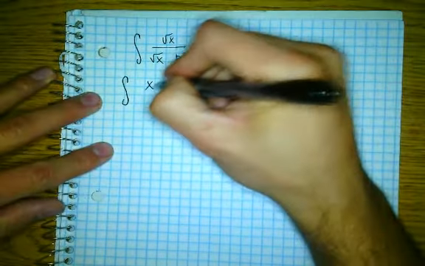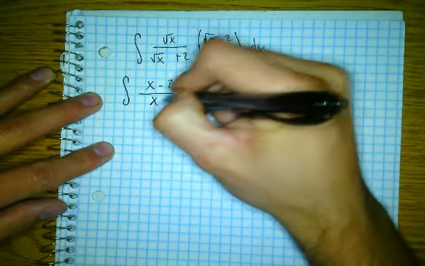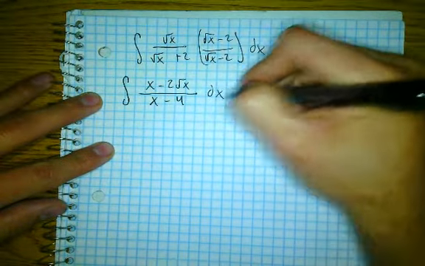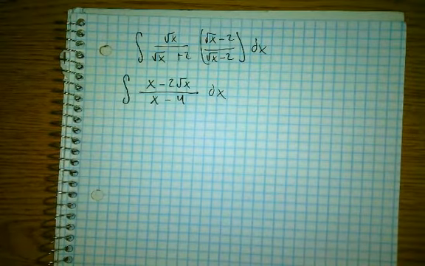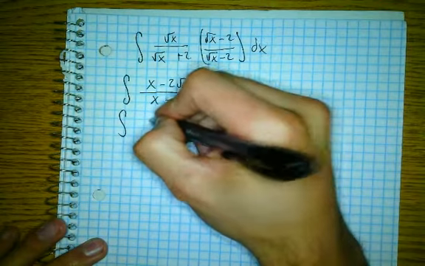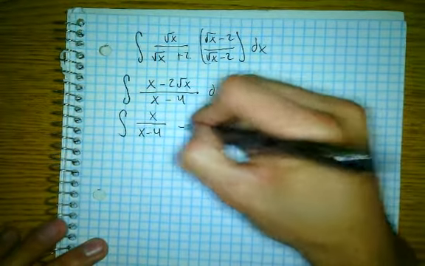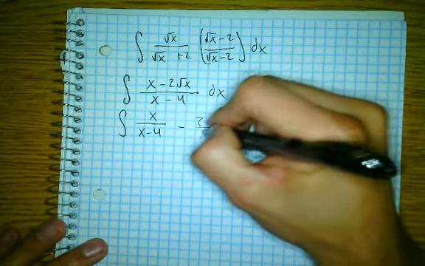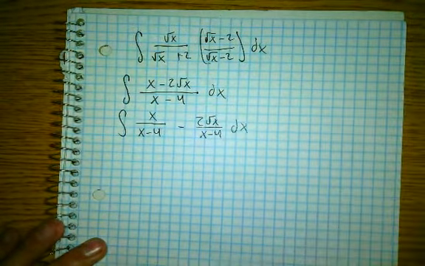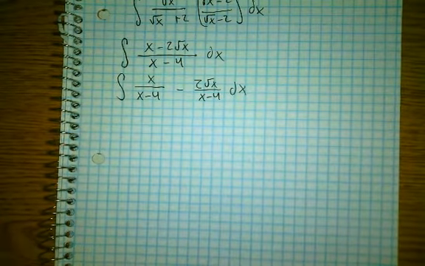X minus 2 root x over what? X minus 4. dx? And now you can split into two fractions. I mean, we could. If we split into two fractions, I would have x over x minus 4 minus 2 root x over x minus 4 dx. Ugh, I don't like where this took us.